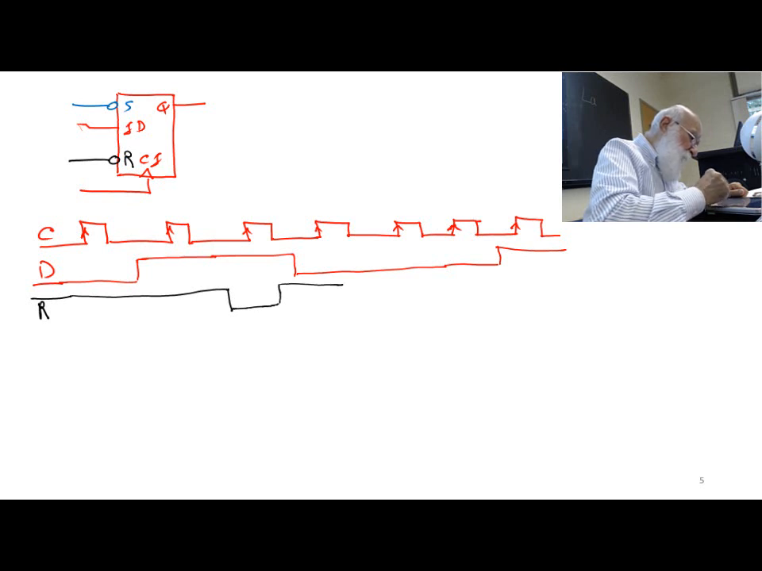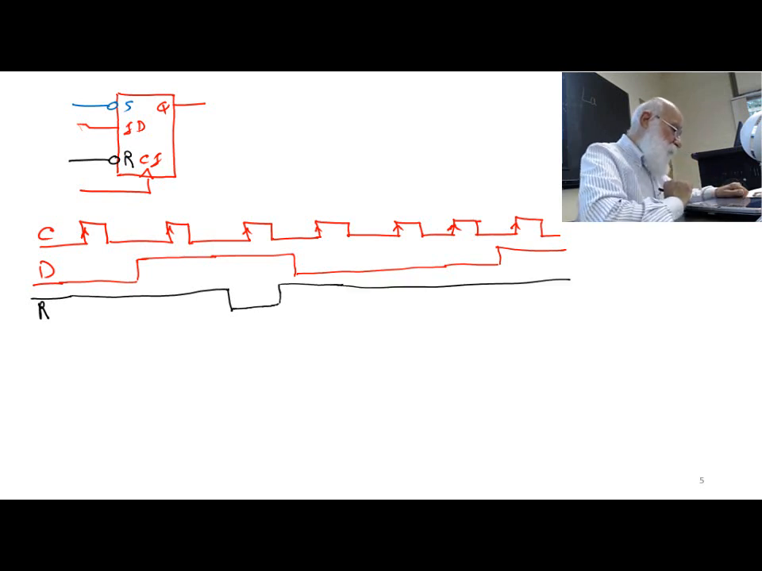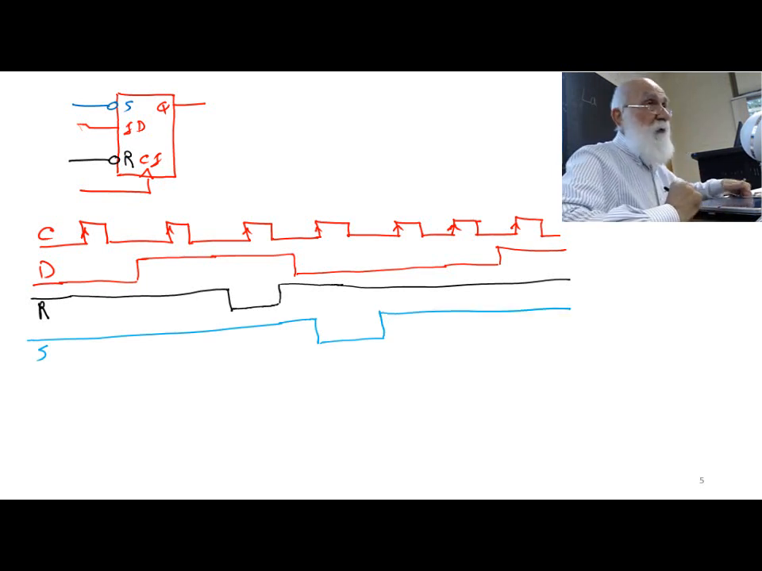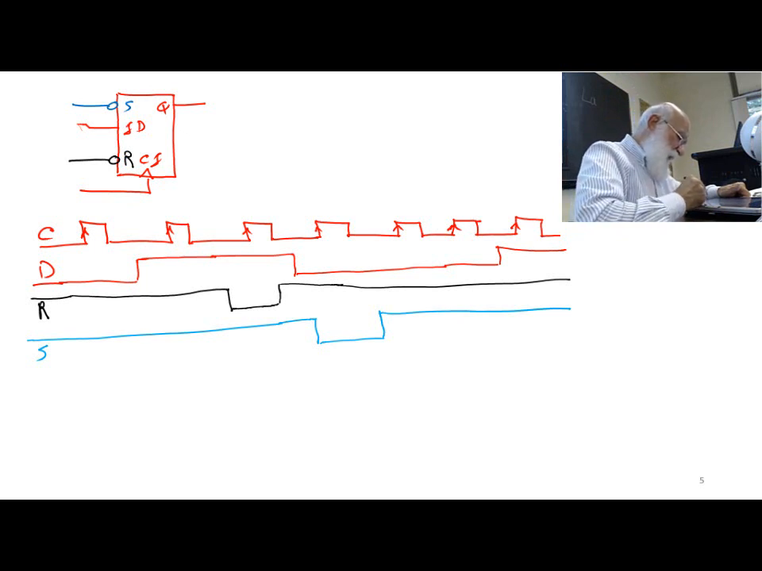Okay, and then back to 1. I have another input set, which is normally 1. Somewhere down here, I set it to 1. And back, set it to 0, back to 1, and then do this. What I want to know is what's my output.